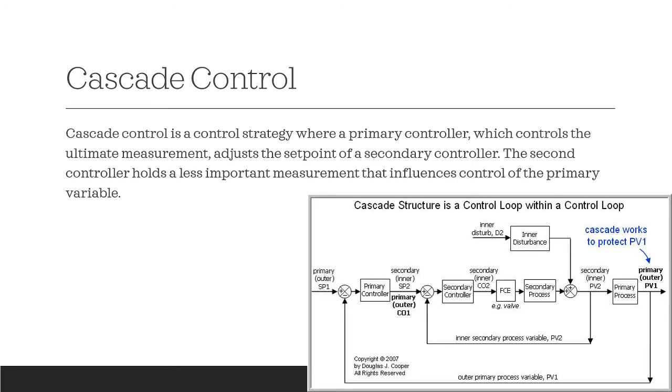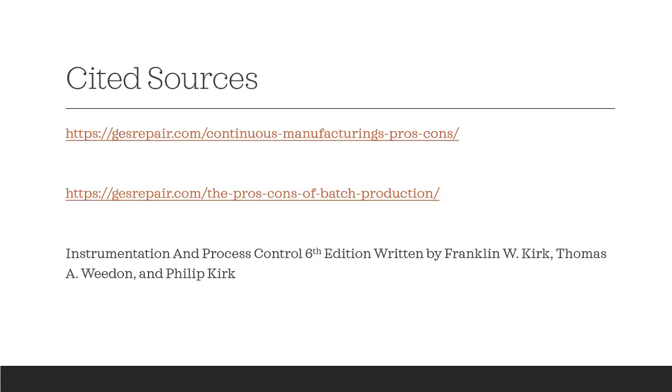Cascade control. Cascade control is a control strategy where a primary controller, which controls the ultimate measurement, adjusts the set point for a secondary controller. A secondary controller holds a less important measurement that influences control of the primary variable, which is displayed in the diagram below. That's it for me.